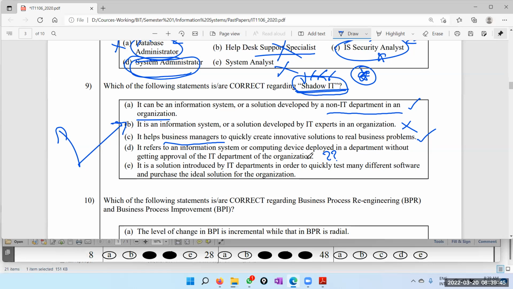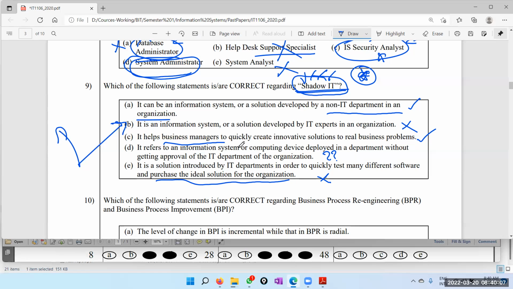Anyway, so we'll think about that later. It is a solution introduced by the IT department in order to quickly test many different software and purchase the ideal solutions for the organization. So then it is not shadow IT, right? So shall we take D or not?